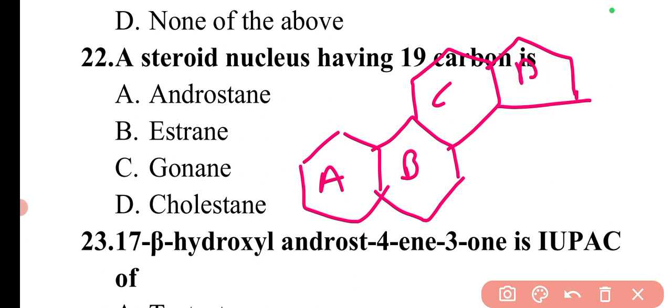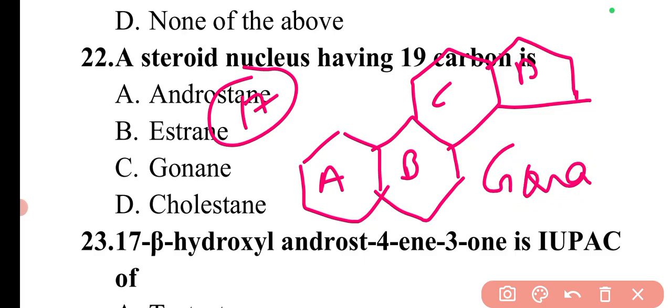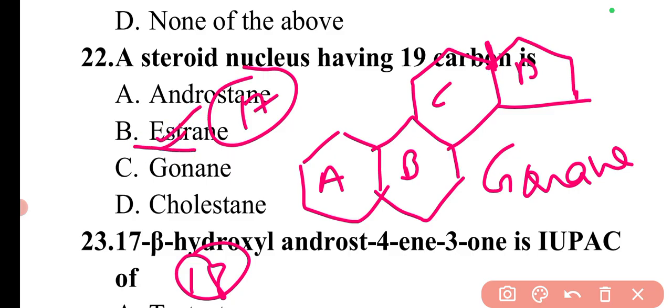It has 17 carbon atoms, and this nucleus is known as gonane. Then if 18 carbon atoms are there, there will be one additional carbon atom attached. This will be known as estrane, and it is basically seen in the estrogens. Then if it is 19 carbon atoms, the 19th carbon atom will be at this position, and this will be known as androstane, and several androgen compounds come under this class.